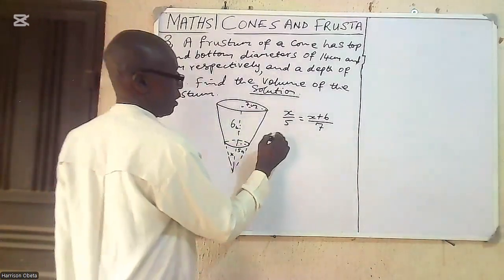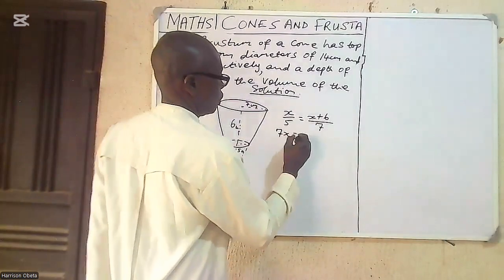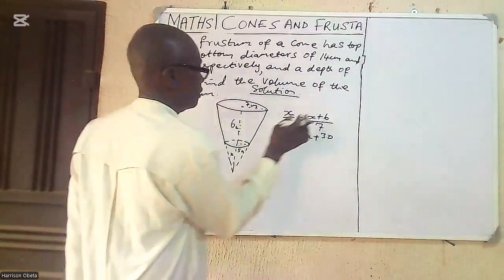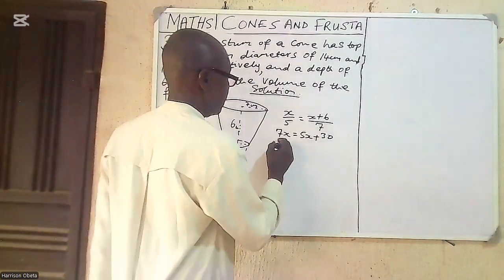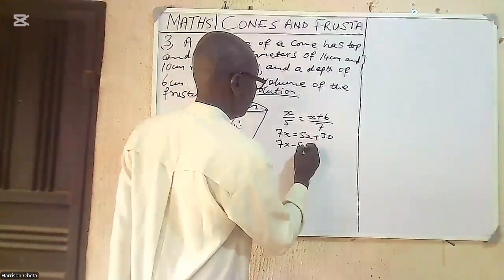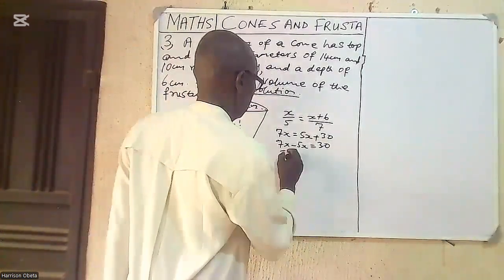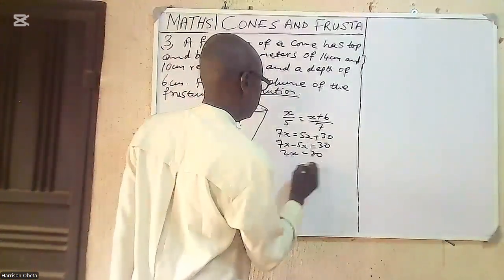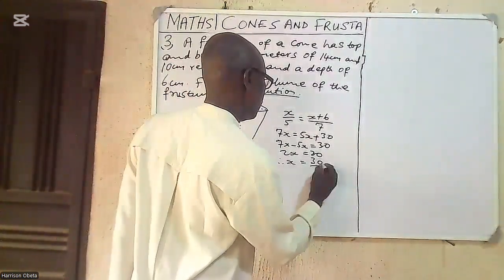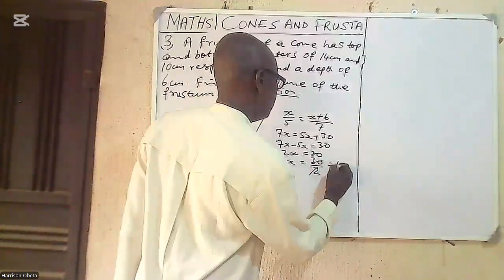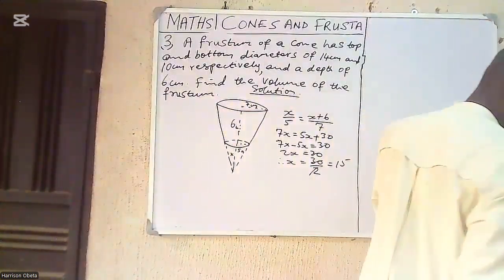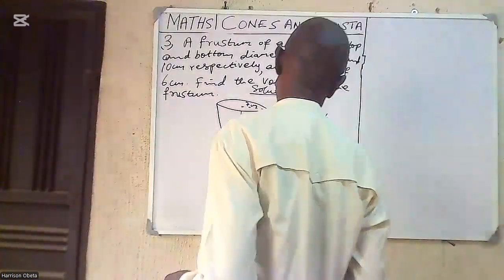Cross multiply, we have 7x equal to 5x plus 30. 5 times x, 5 times 6. Collect like terms, 7x minus 5x equal to 30. 2x equal to 30. Therefore, x equal to 30 over 2, which is 15. So our x is 15.